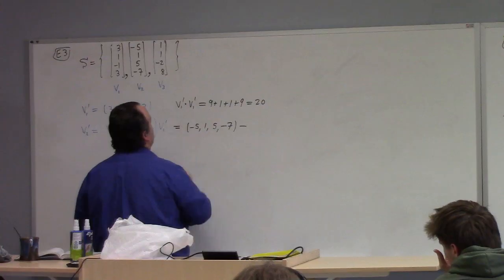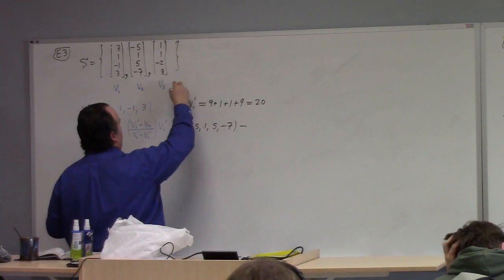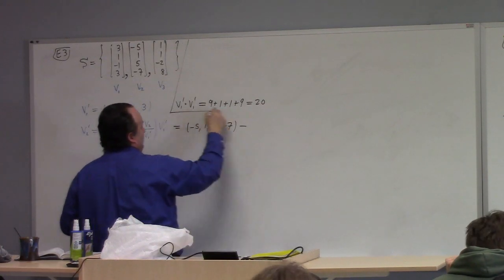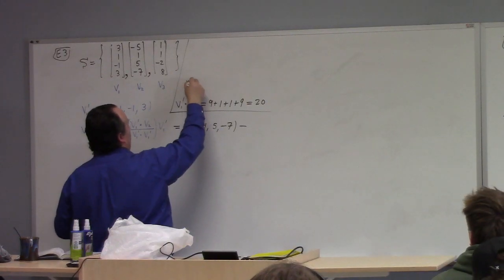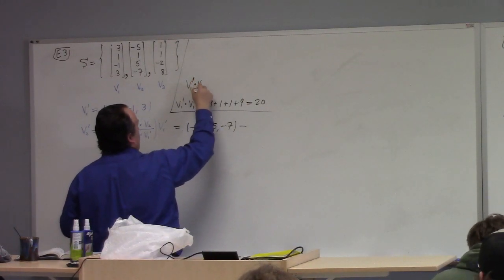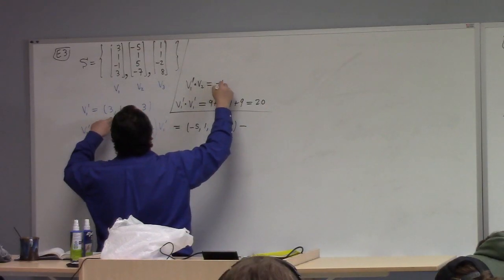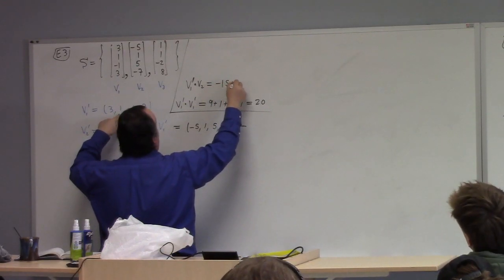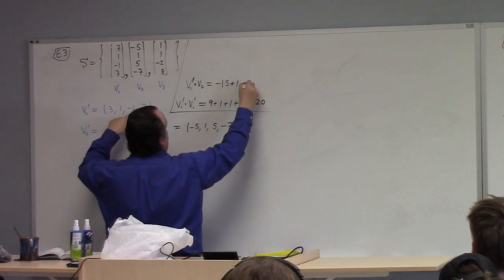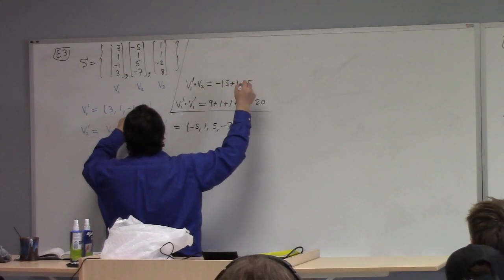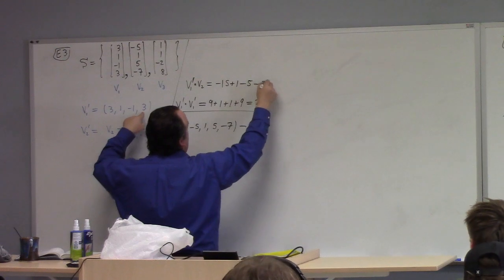I'm sorry if it's going to get messy here, but rather than doing it in my head, I'm going to do it up here. V1 prime dot V2 is minus 15 plus 1 minus 5. If you see me make a mistake, you stop me, please. Minus 21. All right.